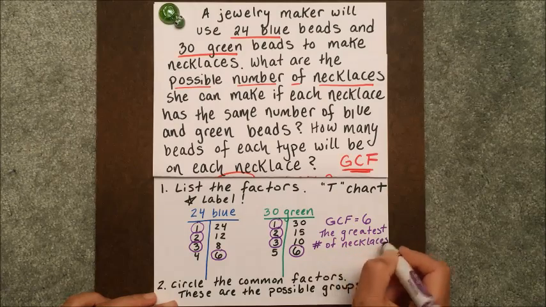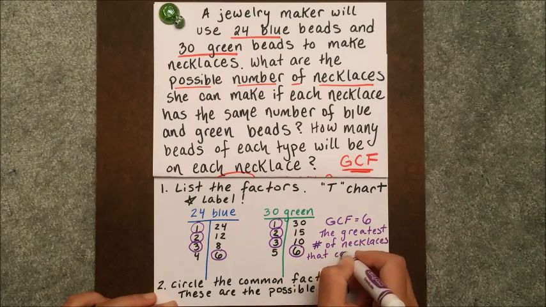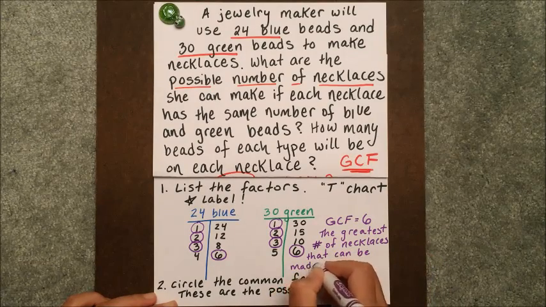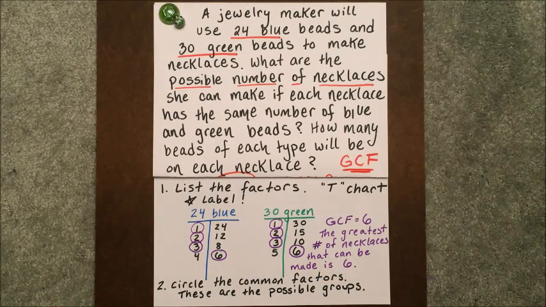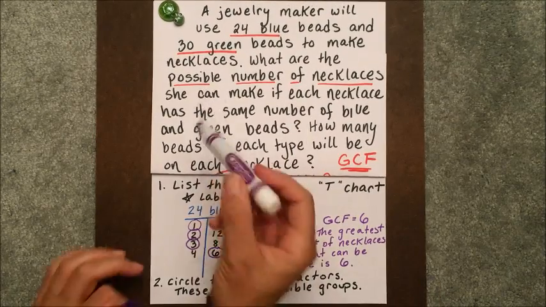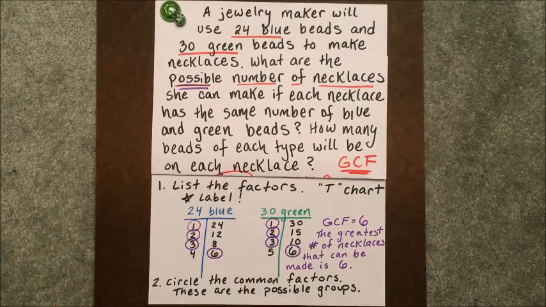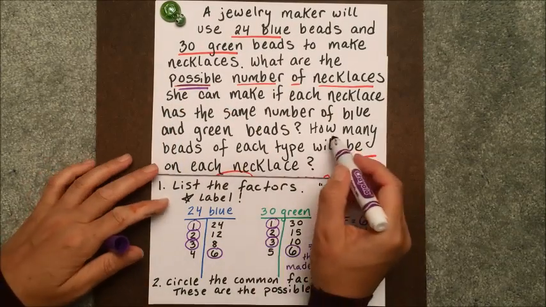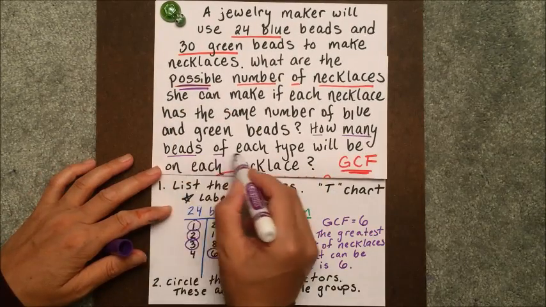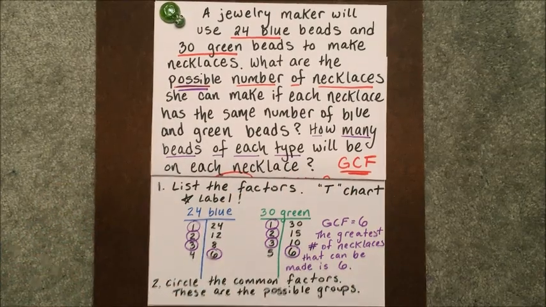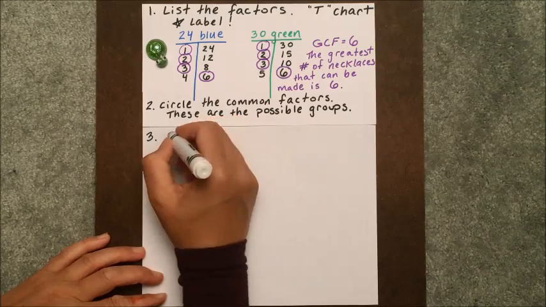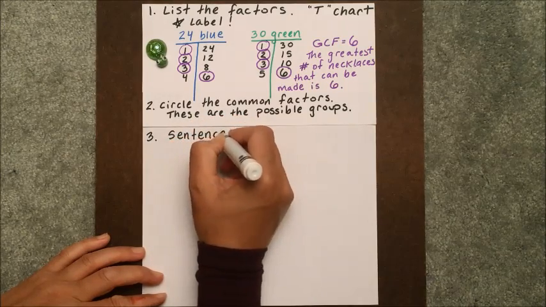So if the question asked us for the greatest number of groups, we would say 6. But it's not. It's asking us for all of the possible ways that we can make necklaces, and then how many beads of each color will be on each necklace. So what the question asks you for is important in how you say your answer. Alright, so we're almost done.